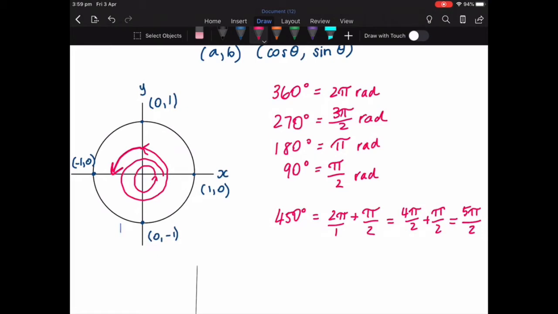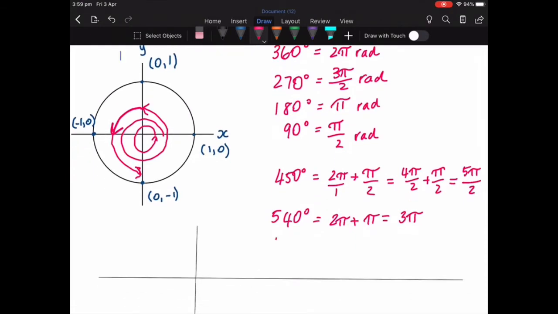Another 90 degrees, so let's go around to here now. So that would make it 540 degrees. All right, this is an easier one because it's 360 plus 180. So it's 2 pi plus pi, which is 3 pi. So that's an easy one. All right, if we were to add another 90 degrees on there, we end up at 630.